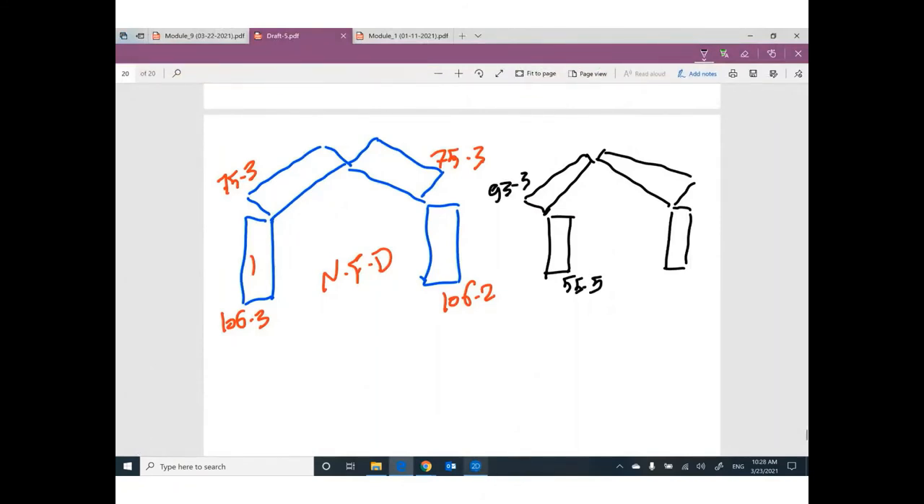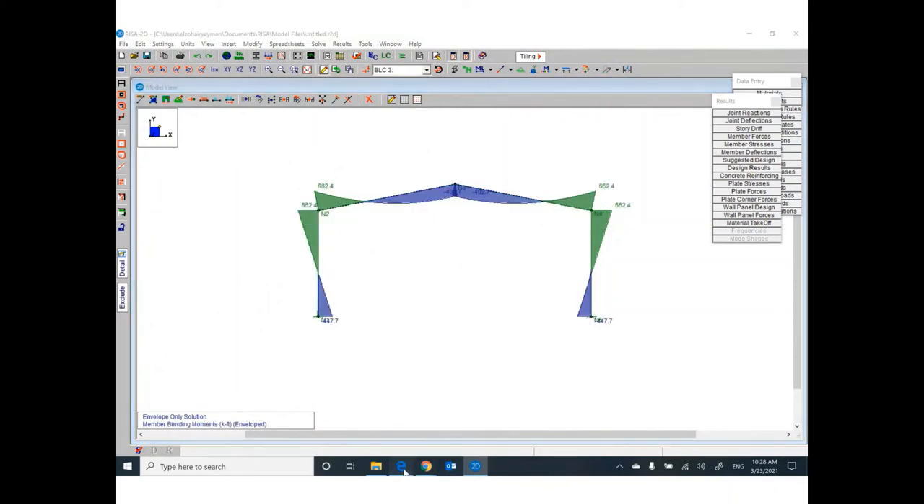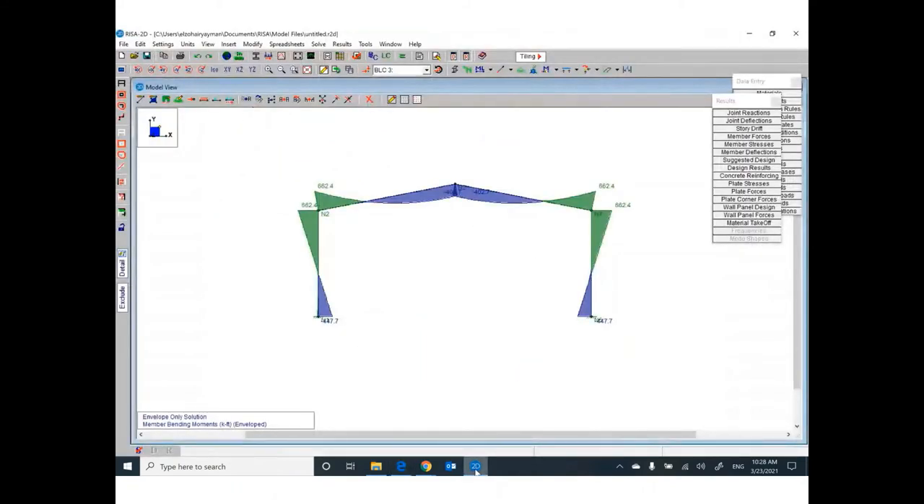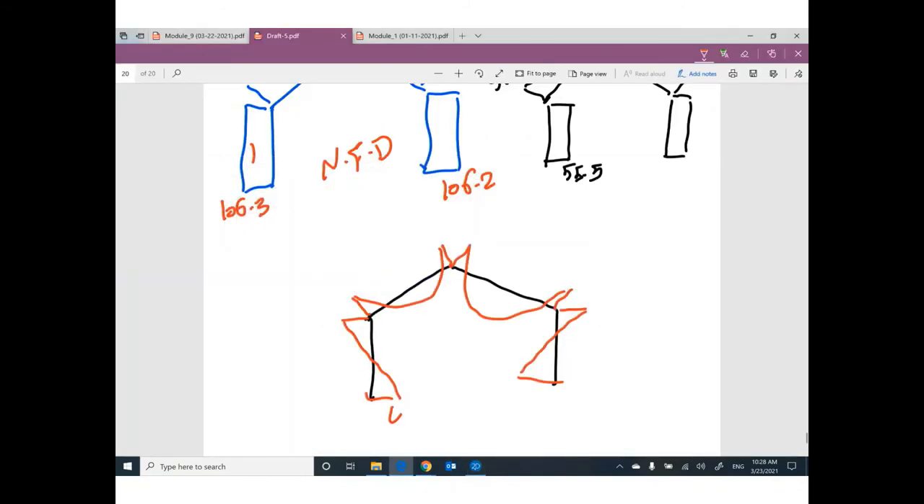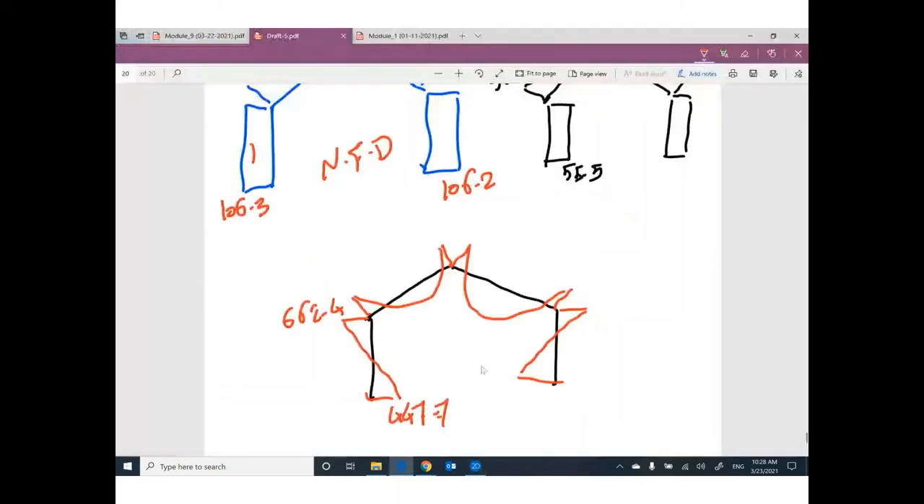53.5, 93.3, and the same approximately. Okay, for bending moment, here you go, here is the bending moment diagram. Your bending moment diagram looks like this. What is the value? 447.7. The value here, 662.4. And the value there is 402.7. And the same here.